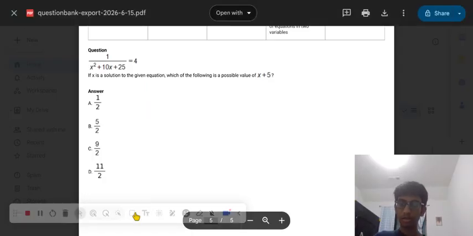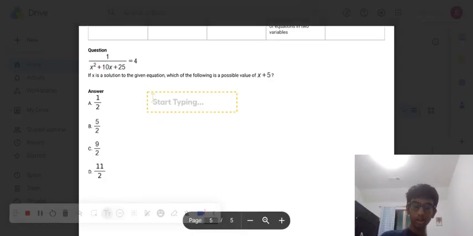So our first one is this. We know that 1 over x squared plus 10x plus 25, right? And that is equal to 4. Well, we know this is a quadratic. For those of you that are a bit more practiced in solving a quadratic, we can immediately figure out this is equal to x plus 5 squared. Okay? X plus 5 squared is equal to 4.